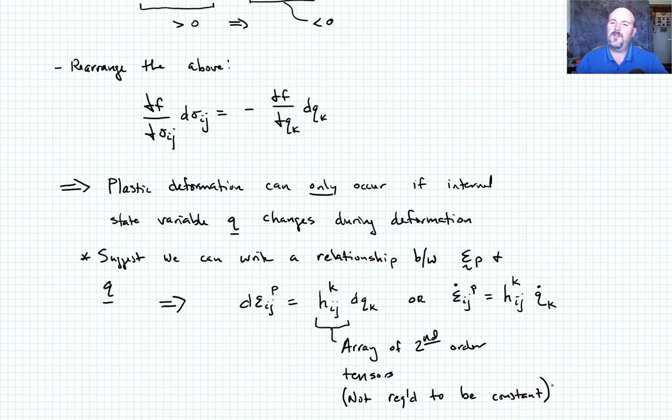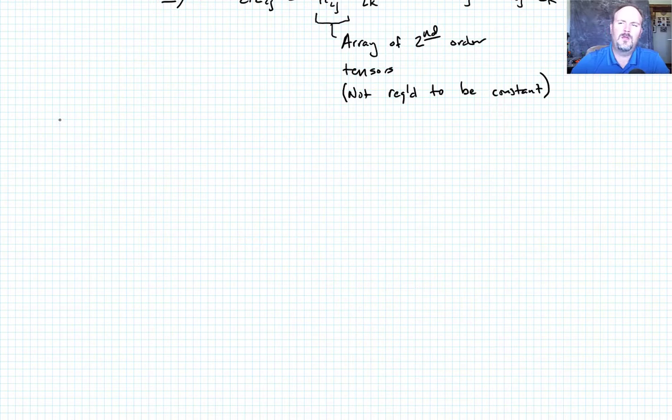So hopefully that makes sense, that we can link those two. In the event that, let's say, q, the internal state vector, only contains the plastic strains, then these second order tensors represented by H_ij are just going to be essentially zero tensors except for one component potentially in that 3x3 array. Okay, so that hopefully is straightforward.